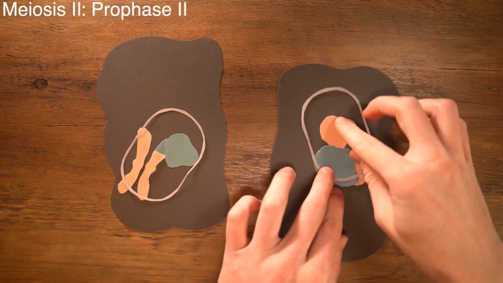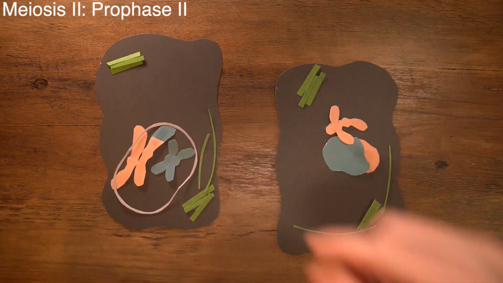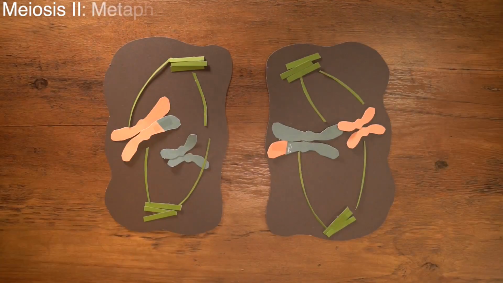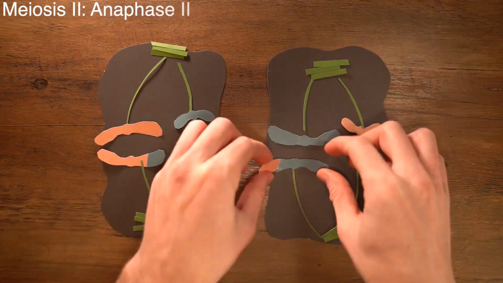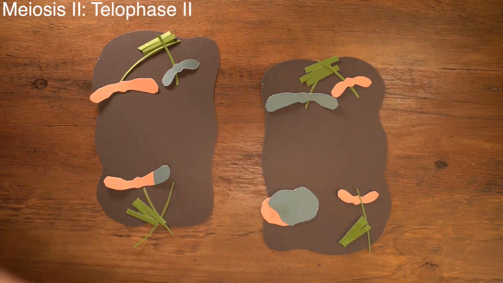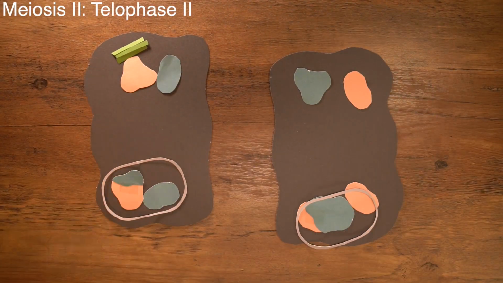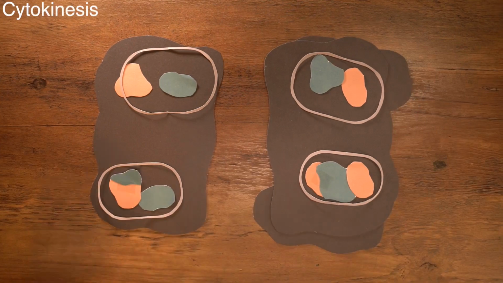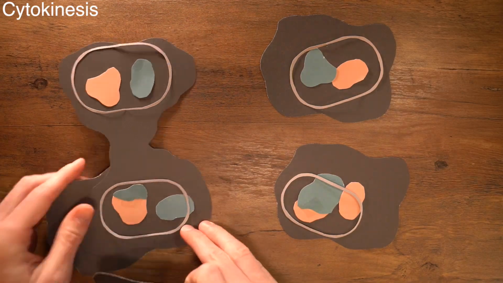Prophase 2 begins without an additional period of DNA replication. A new spindle begins to form, and the chromosomes begin to line up at the equator by metaphase 2. In anaphase 2, the chromatids are pulled towards opposite poles of the cell. Finally, in telophase 2 and cytokinesis, the nuclear envelope reforms around the chromosomes and the cytoplasm divides. Remember, since there was no additional round of DNA replication in between meiosis 1 and meiosis 2, the end result is 4 haploid gametes.